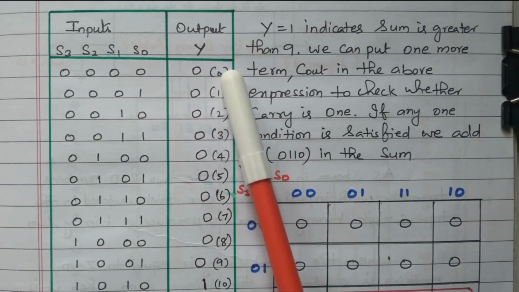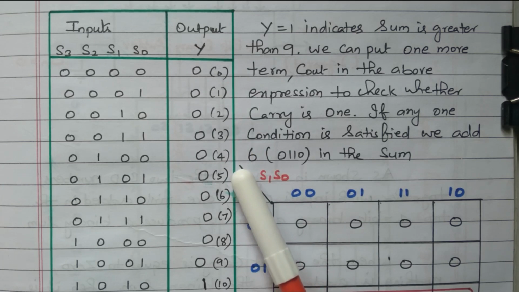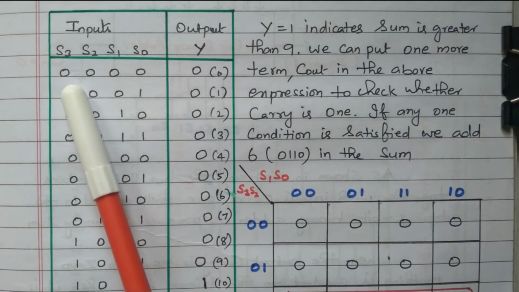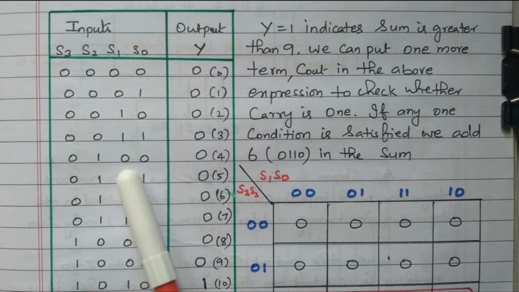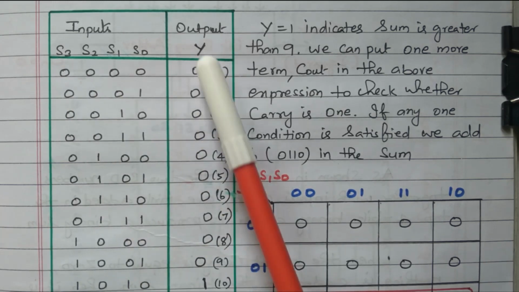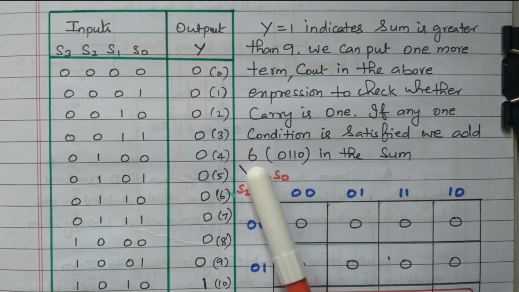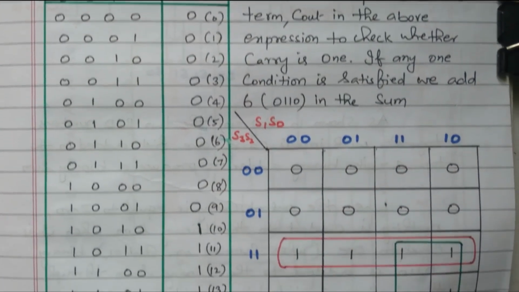So this is the table, where the decimal numbers are given: 0, 1, 2, 3, 4, 5, 6, 7, 8, 9. Up to 9 is no problem. The y is 0 because only numbers greater than 9 cause a problem. There will be two different digits, right. So up to 9 the output y is 0, so no need to add the 6 from 0 to 9, right. Now we'll see what happens for numbers greater than 9.